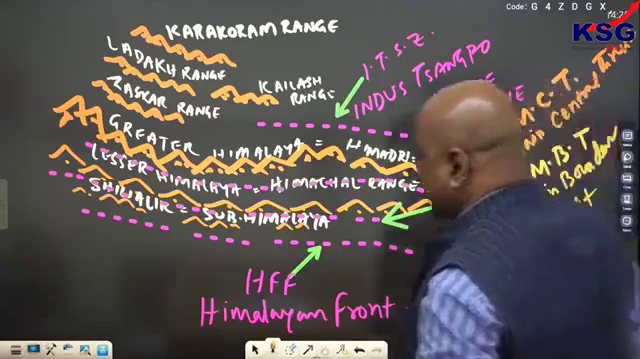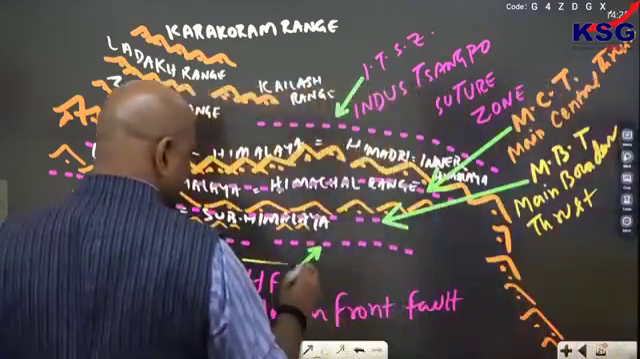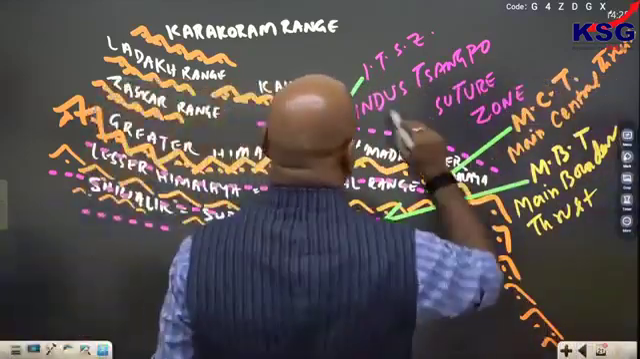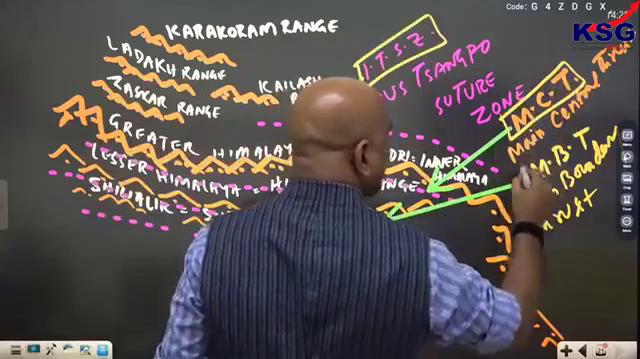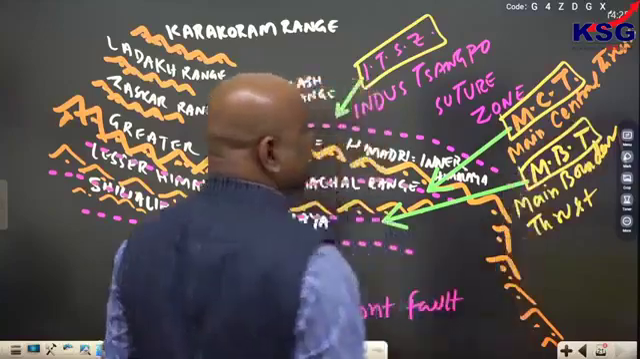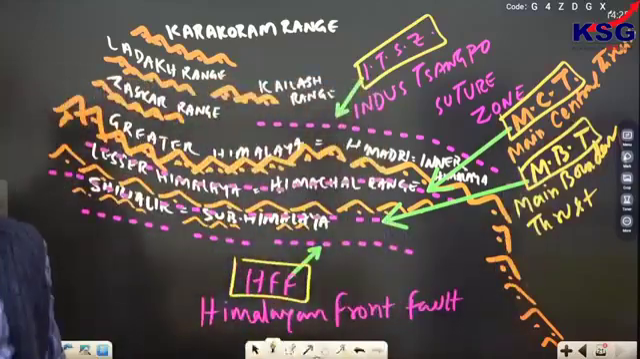This is a fault line, HFF is also a fault line, ITSZ also a fault line, MCT also a fault line, MBT also a fault line. All these are fault lines here because of more compression.